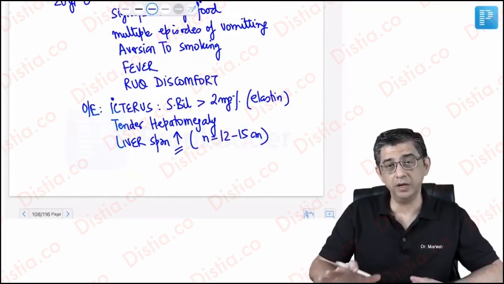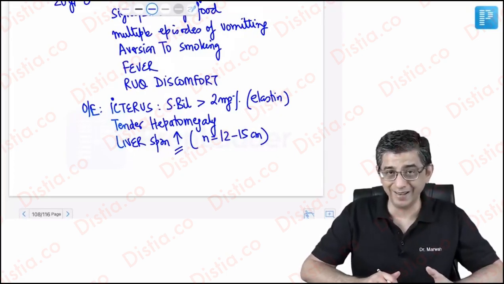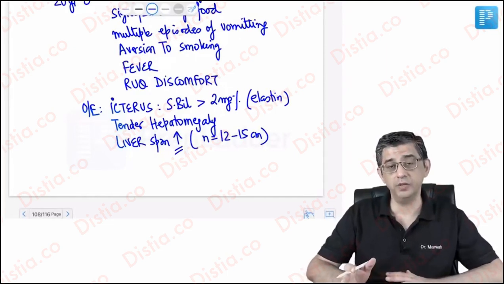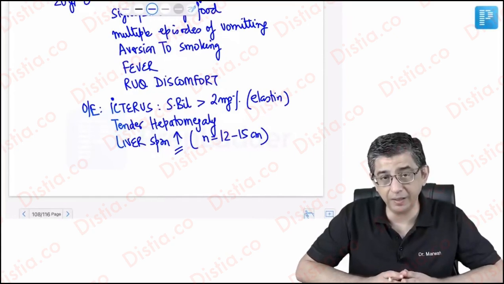In patients of acute viral hepatitis, if the jaundice tends to worsen and the liver tends to regress, the word is regress in size, it signifies that over the next couple of weeks this person could be landing up in the possibility of fulminant hepatic failure.